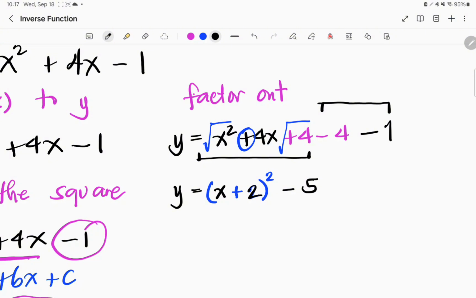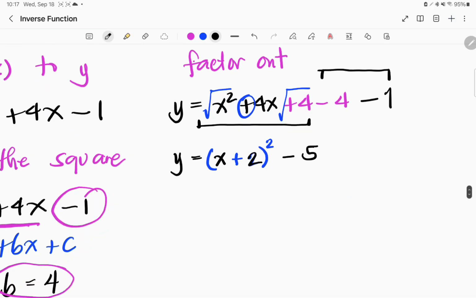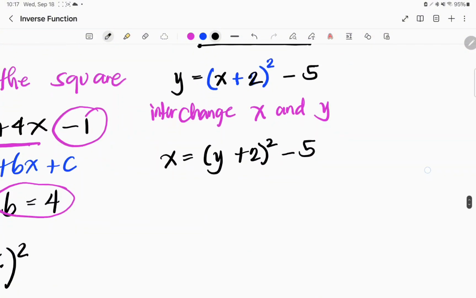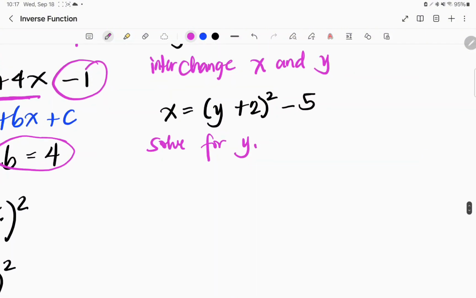Now, we haven't interchanged yet our x and y, so now we will be doing that. So the next step is to interchange x and y. So all x will become y and all y will become x plus 2 squared minus 5. And then after interchanging it, we have to solve for y, of course. So to do that, we have to remove that minus 5 first on the right side of the equation.